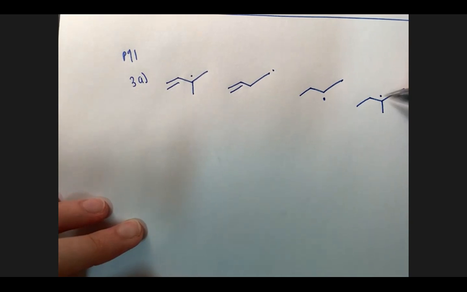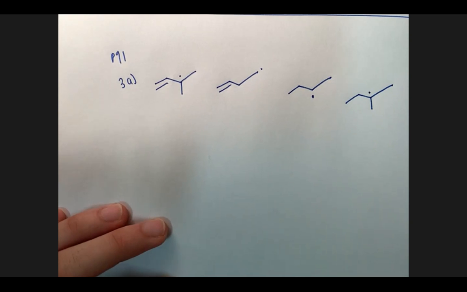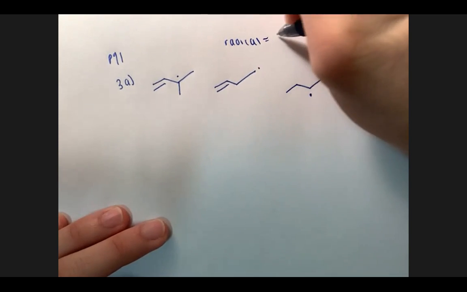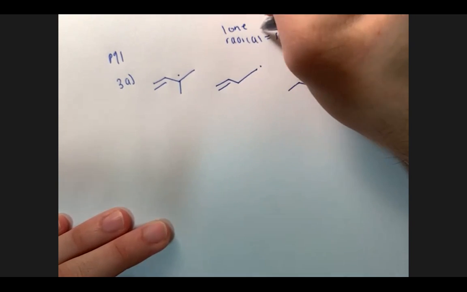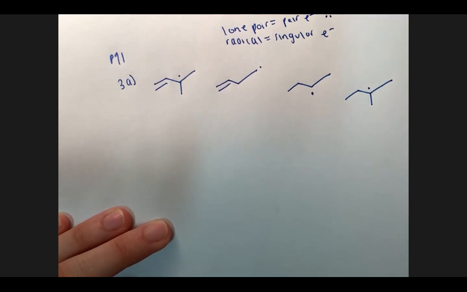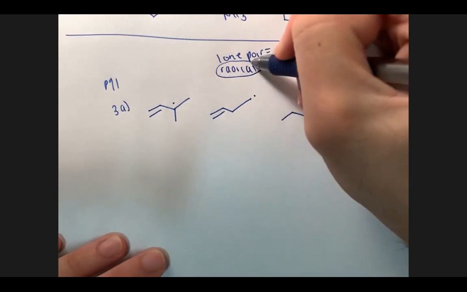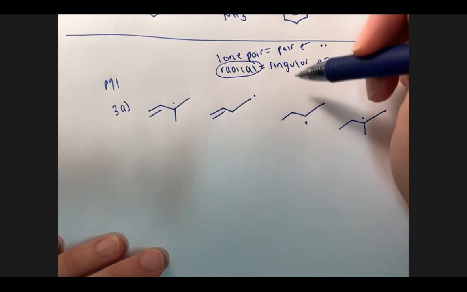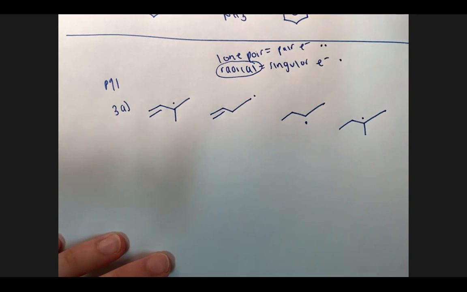Here we have all these dots, and a dot means a single electron. That's what a radical is, a single electron, not a lone pair. A lone pair would be a pair of electrons, dot dot, whereas this is just a single dot. We have free radicals in our body, and this is a bad thing. Free radicals cause damage in your body, so we want to get rid of these, and we do that by using antioxidants.